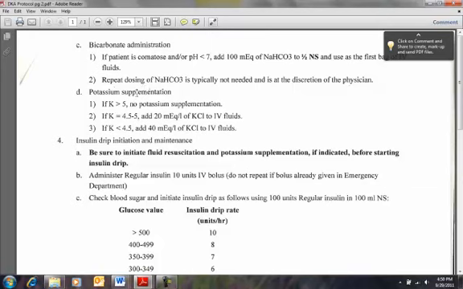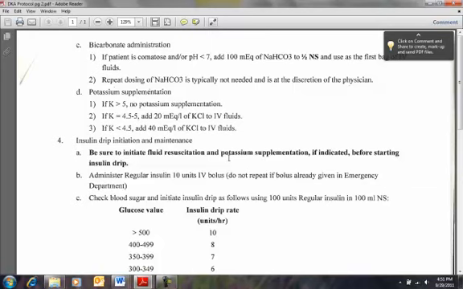We're going to be watching the potassium very carefully, especially once we start the insulin. So if they're already, this is still normal range, 4.5 to 5, but if they're already at that level, they want to start some potassium initially before you even start the insulin drip. And then once we start the insulin drip, we're going to be watching that potassium very carefully.